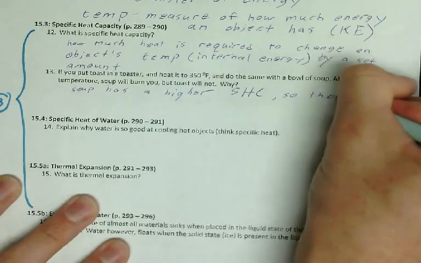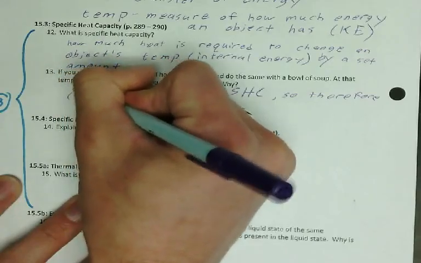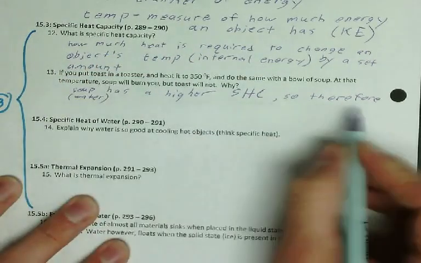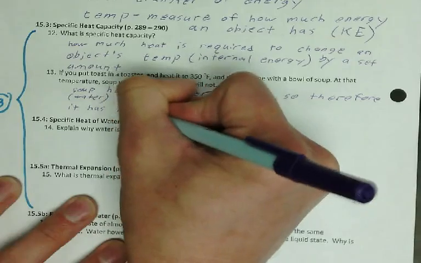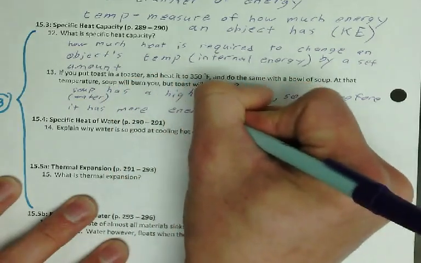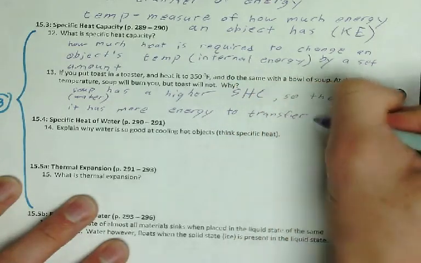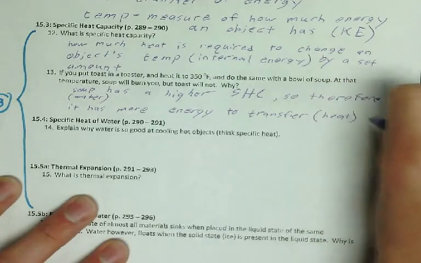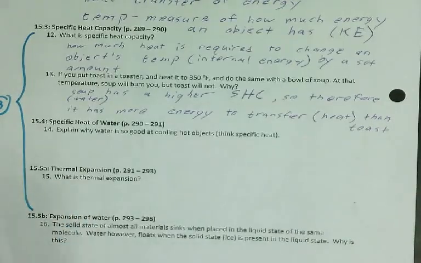So, therefore, I'll say the water, too, for the soup, because that was a good thing. Soup has a higher specific heat capacity, so therefore, it has more energy to transfer, so heat, than toast. Okay? The toast is the same temperature, but not all temperatures are created equal.